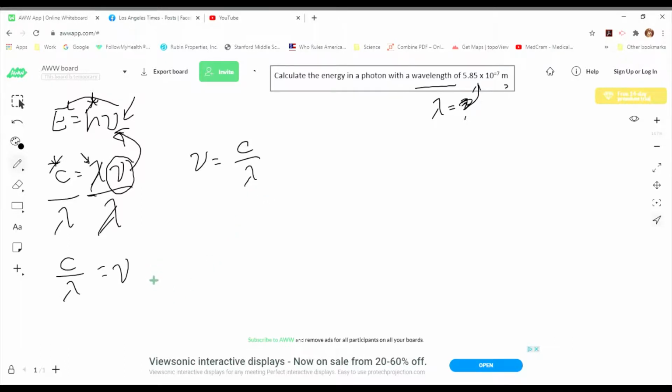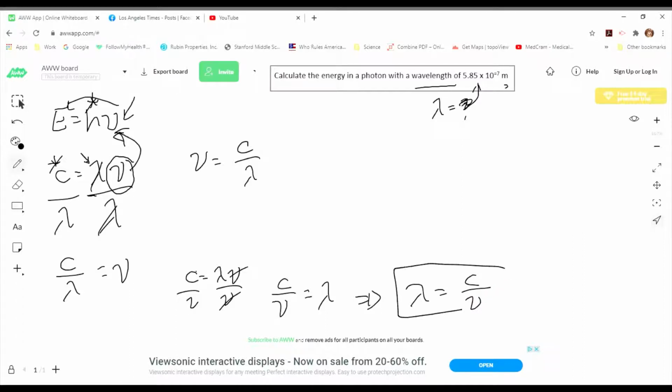If you ever wanted to solve for, let's say, wavelength given frequency, you can also do it that way. I'll do it down here at the bottom. C is equal to wavelength times frequency. If you want to solve for wavelength, divide both sides by frequency. You end up with C over frequency is equal to wavelength. So I just change the equation around. Wavelength is equal to C over frequency. That's one equation we get out of the main equation, and this is the second one.